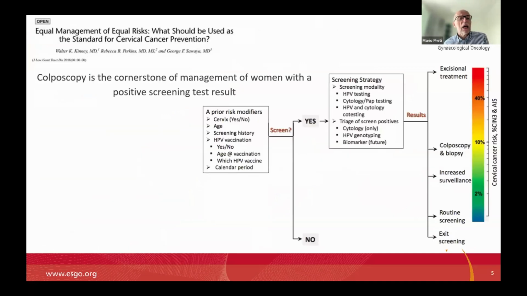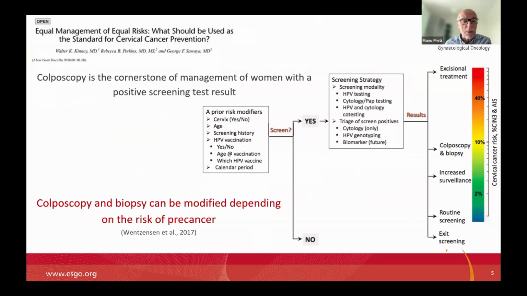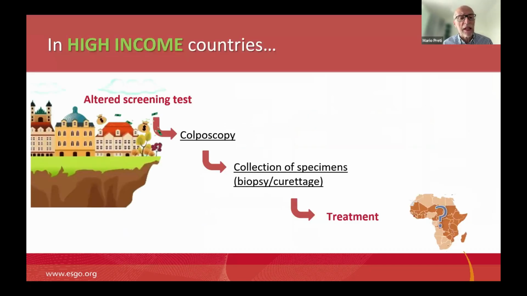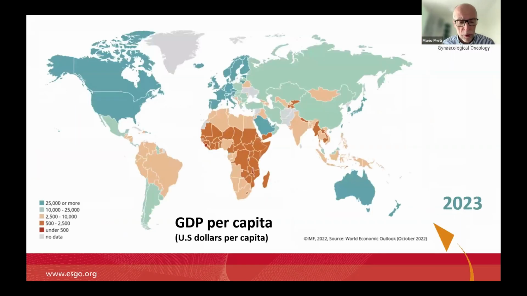And so when we deal with colposcopy, which we know is the cornerstone of management, biopsy can be modified depending on the risk of precancer. We know that sometimes we have no HPV vaccination and no screening history of the patient. So the theater can be quite different. From the unaltered screening test in high-income countries, we have to deal with treatment in low-income countries, where the gross per capita is very low.